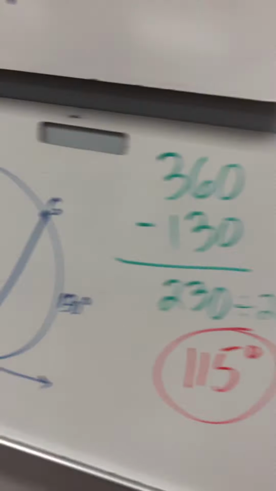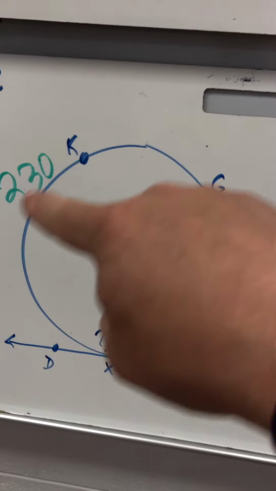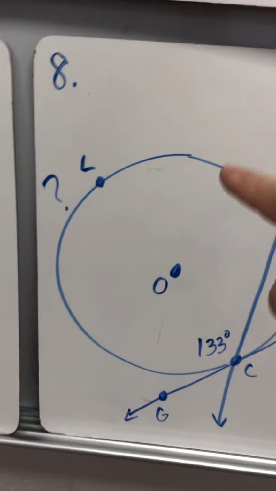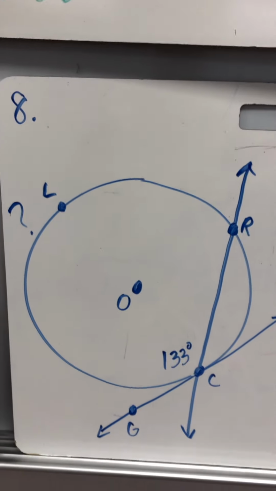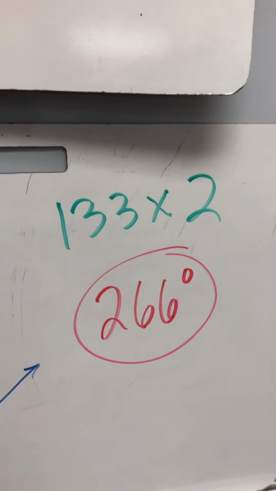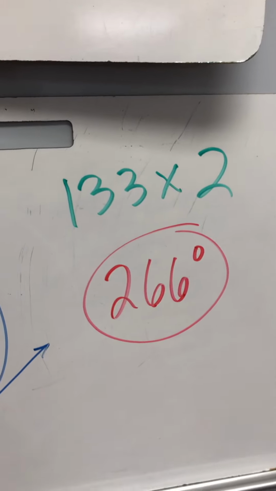Over here, and by the way, if I take 230 divided by 2 to get the angle, what do I do to get the arc if I'm given the angle? Don't I multiply by 2? Yes. 133 times 2 is 266.